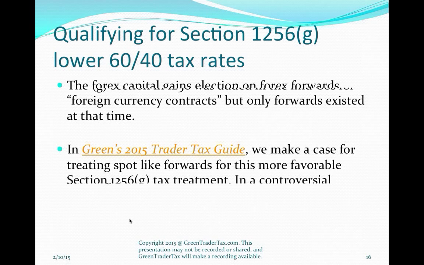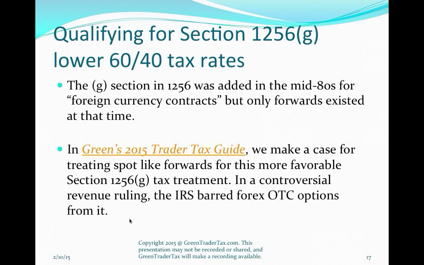Now, it's great to qualify for Section 1256(g) and get the lower 60/40 rates. So it's clear in the law that a Forex capital gains election on Forex forwards allows a trader to use 1256(g) treatment with the lower 60/40 rates, providing it's on major currencies that trade on a futures exchange like the CME, and you don't take or make delivery.